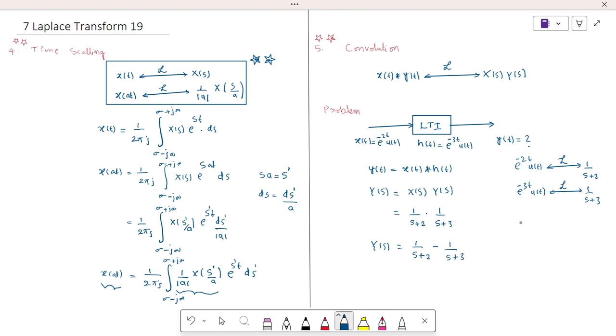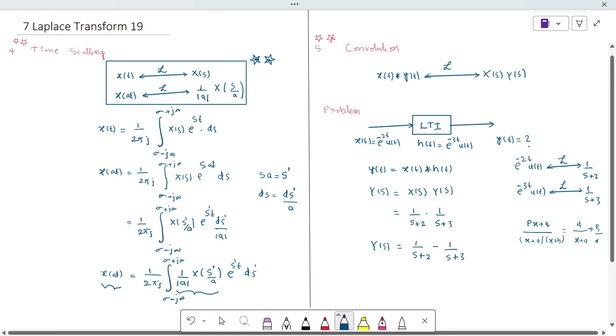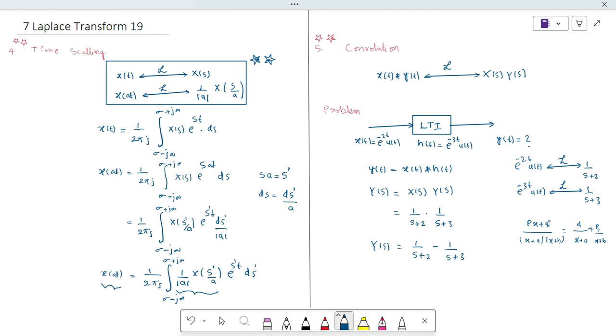Or we can use the formula I already told you: Px plus Q by x plus A into x plus B is calculated as A by x plus A plus B by x plus B. In that method, substitute x equal to minus A in the numerator and denominator, that gives A. Substitute x equal to minus B, you will get the B. So now apply inverse Laplace transform.